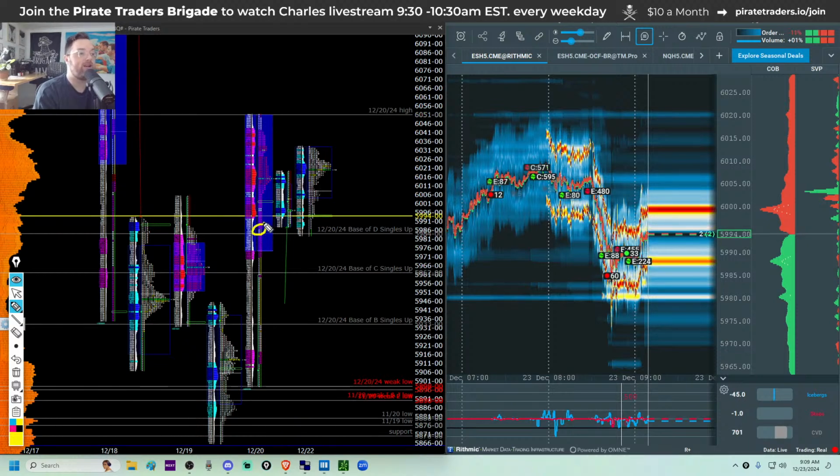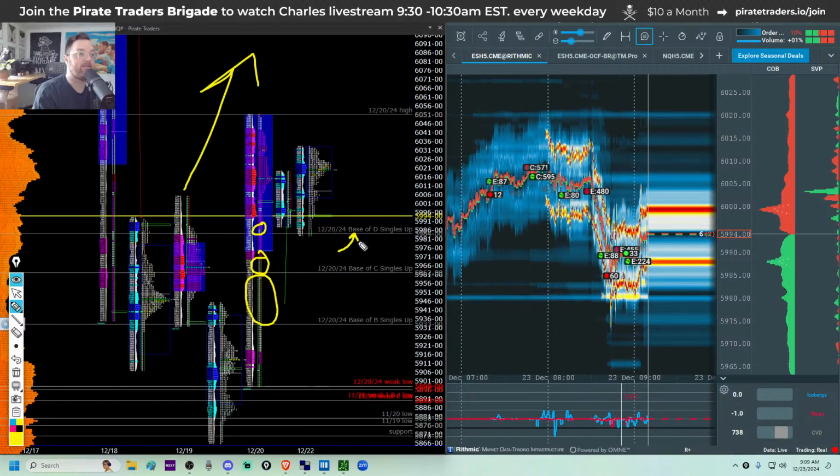So we have 3 sets of single prints that we left behind in here. It is not normal to leave behind 3 sets of single prints. Okay. Not on the ES. NQ, sure, all the time, but not on the ES. Okay. So that is a sign of a lot of momentum up. So the first order of business in my mind this morning is, can this market come back and backfill these single prints, right? Can we get back to the base of the first set of single prints at 59.84? That's not bearish to me if we came back to that first set of single prints.